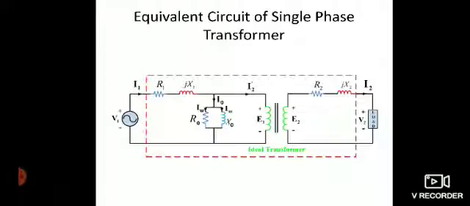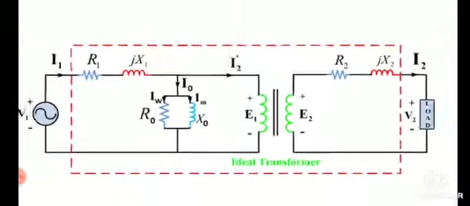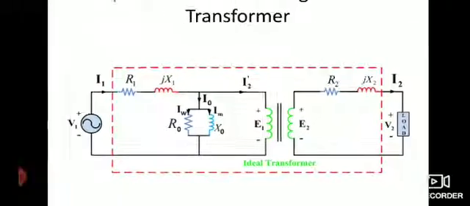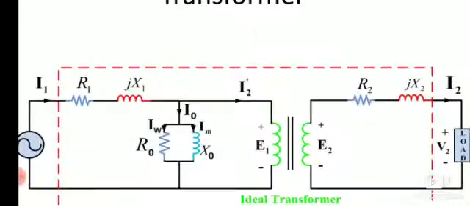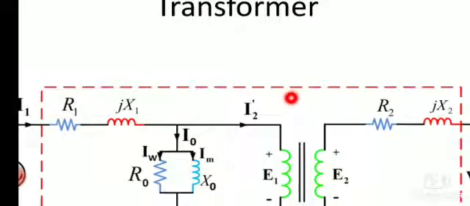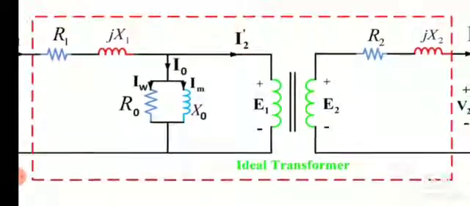If this is an ideal transformer, which has been shown in green line, in this case R1, X1, R2, X2 values are 0, as well as R0 and X0 are infinite. Now the secondary winding current, which is also known as load current, is I2. Similarly, the referring of the secondary winding current on the primary side is known as I2 dash, and the no load current, which does not depend on load, is known as I0.